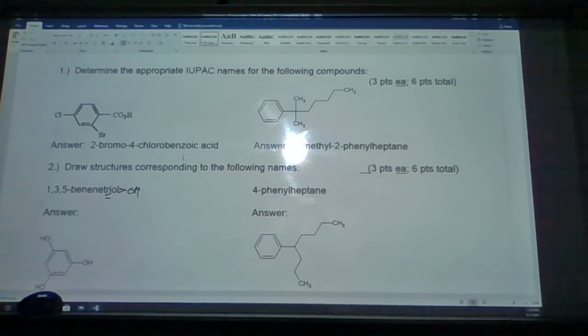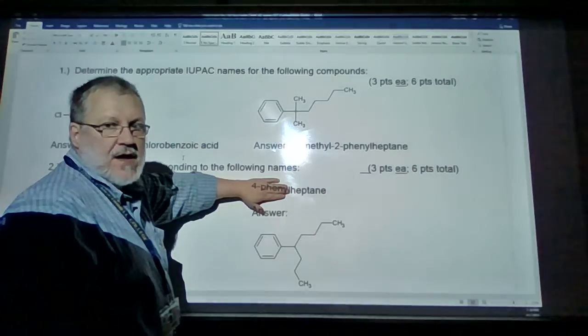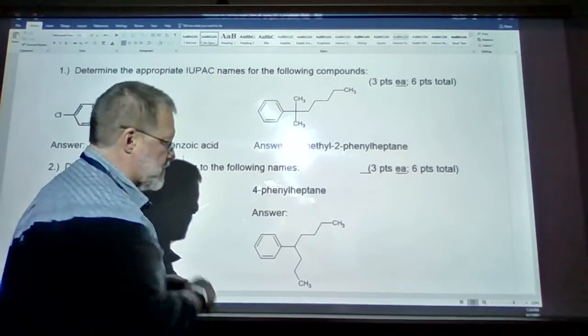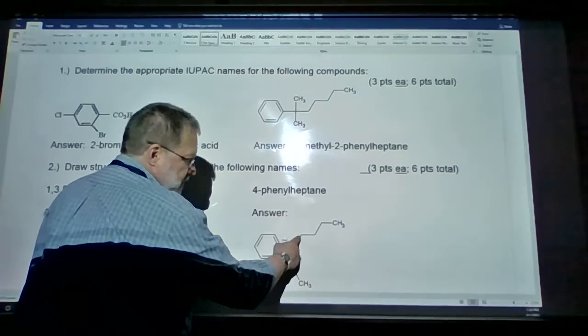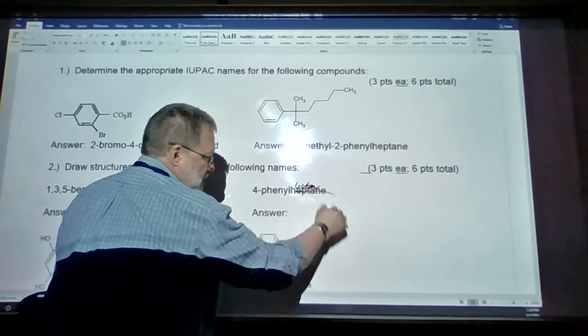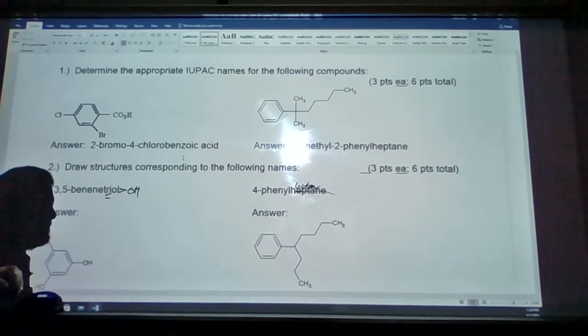4-phenylheptane. Parent compound. What is it? Heptane. 7 carbons, all connected by carbon-carbon single bonds. 1, 2, 3, 4, 5, 6, 7. Okay, so this is technically an octane. Sorry, my apologies. Octane. 1, 2, 3, 4, 5, 6, 7, 8. It's an octane.